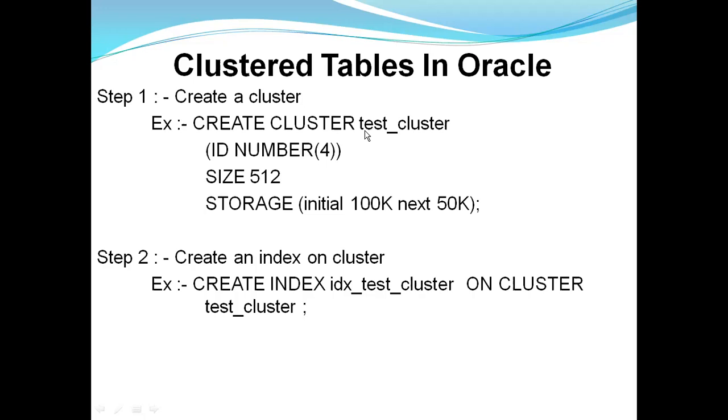Then you say the entire 512 should not be occupied at once. So we decide the type of storage with the keyword storage, and we give the first word as initial. Initial 100K, next 50K. What's the meaning of that? Out of this 512, the first 100K will be occupied or utilized. Once that is done, the next 50K will be released up till the total size of the cluster. That's the instruction we have given for creating a cluster.